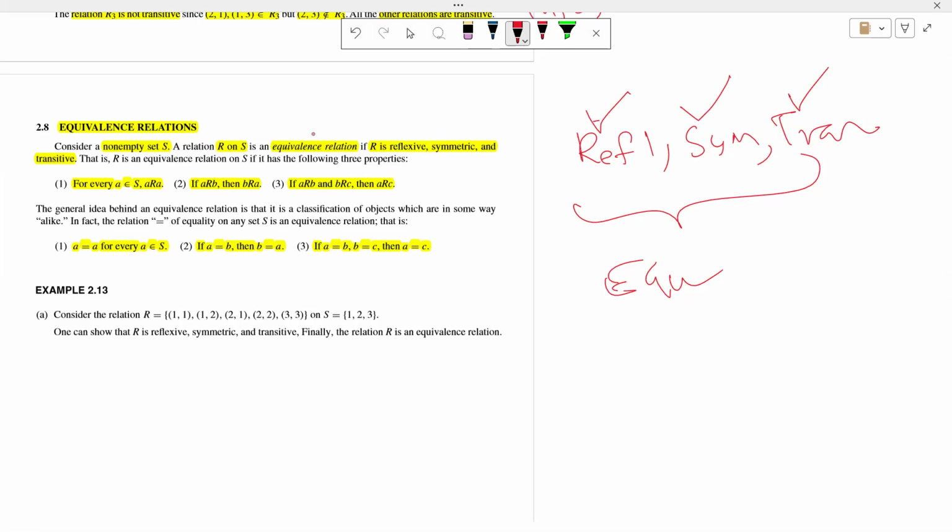Normally I will ask this type of question in your final exams: prove that the relation is an equivalence relation. For that proof, you need to prove the relation is reflexive, which means (A, A). Also, you need to prove that the relation is symmetric: (A, B) and (B, A). Also, you need to prove that the relation is transitive: (A, B) belongs to R, (B, C) belongs to R, then (A, C) also belongs to R. So if you prove these three properties, reflexive, symmetric, and transitive, then we can say that the relation is an equivalence relation. That's all.